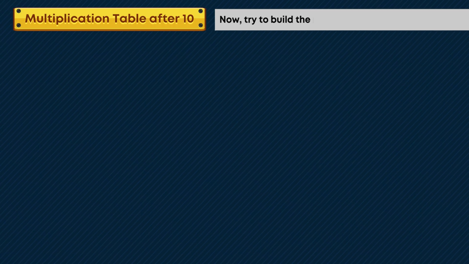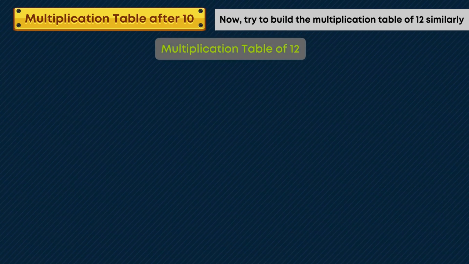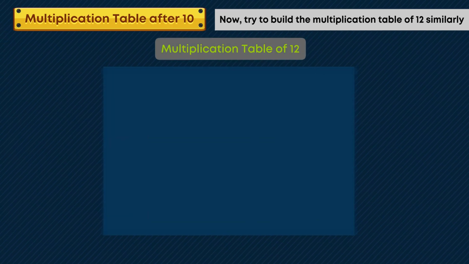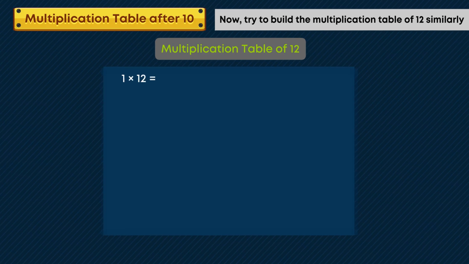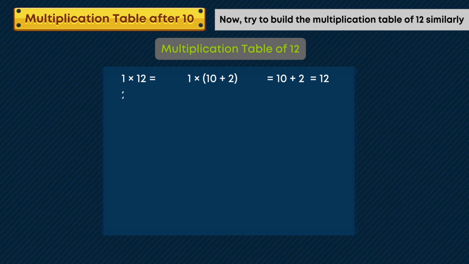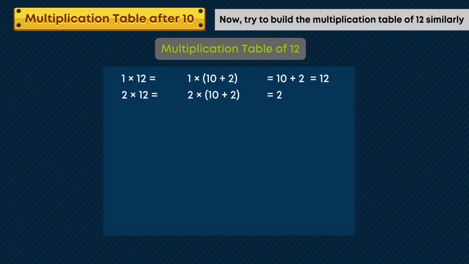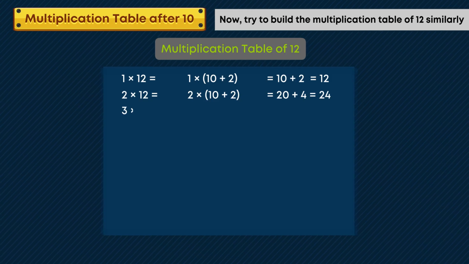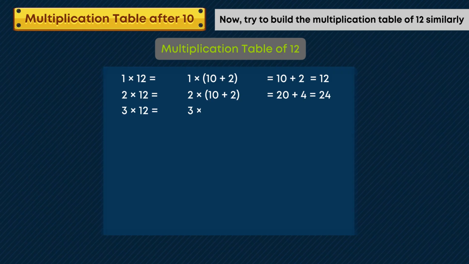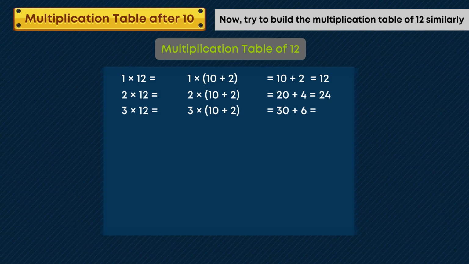Now, try to build the multiplication table of 12 similarly. Multiplication table of 12. 1 into 12 is equal to 1 into 10 plus 2 is equal to 10 plus 2 is equal to 12. 2 into 12 is equal to 2 into 10 plus 2 is equal to 20 plus 4 is equal to 24. 3 into 12 is equal to 3 into 10 plus 2 is equal to 30 plus 6 is equal to 36.